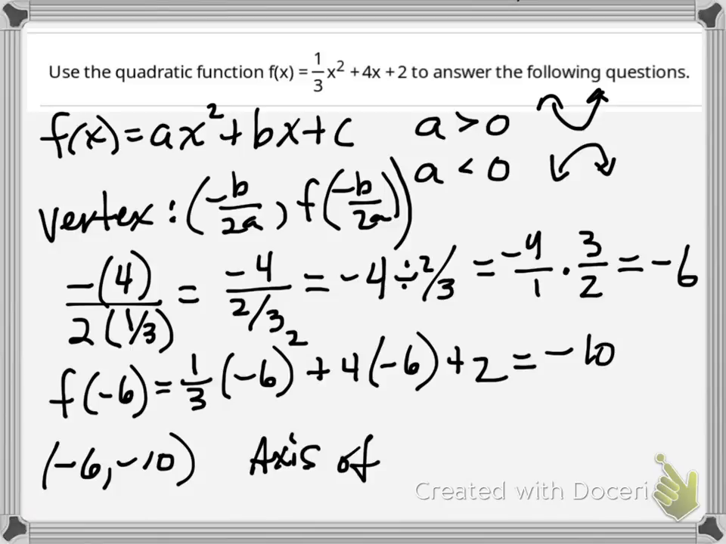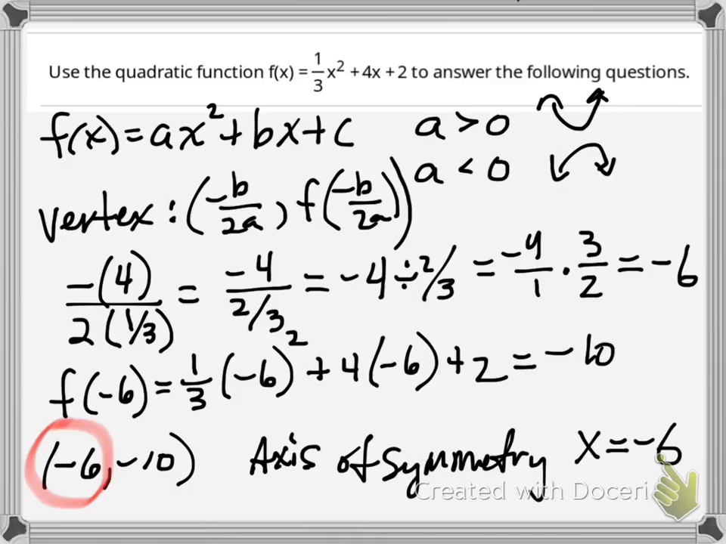And the axis of symmetry, the vertical line that cuts this parabola in half, will be x equals negative 6. Just make sure that whatever the x value of the vertex is, x equals that. That's the equation of the vertical line that cuts your parabola in half.